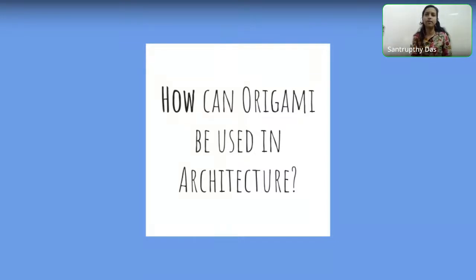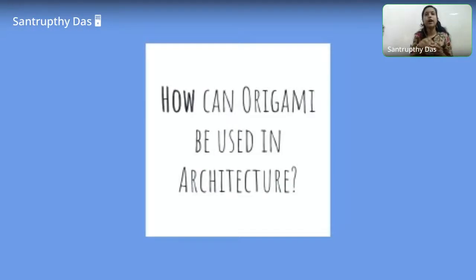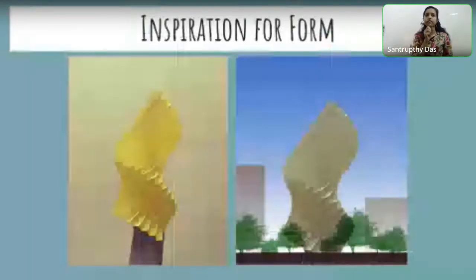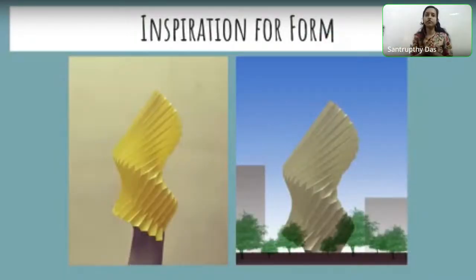Then, how can origami be used in architecture? We've understood what all it can do. We've also understood why we are using origami, but how exactly? I've divided it into 4 parts. The first would be direct inspiration for form. This would be something like at a concept stage where you like a certain sculpture made in origami, and now you're trying to imagine that as a building.